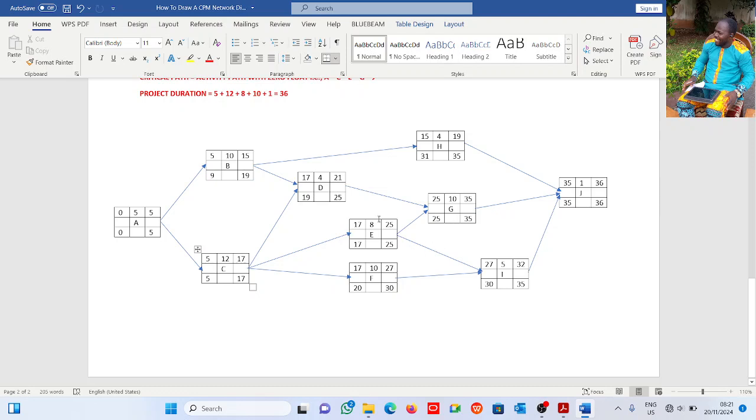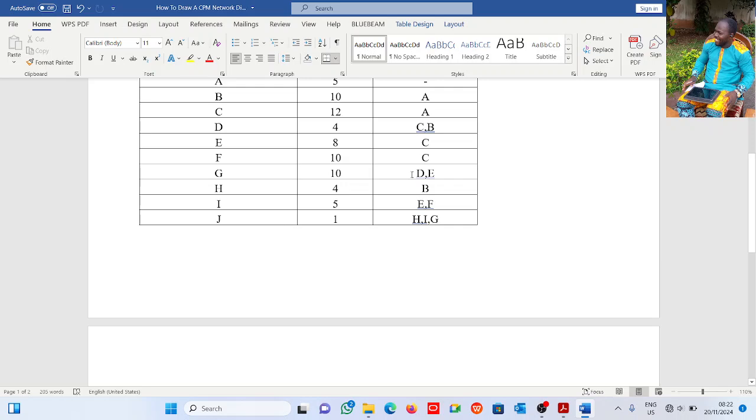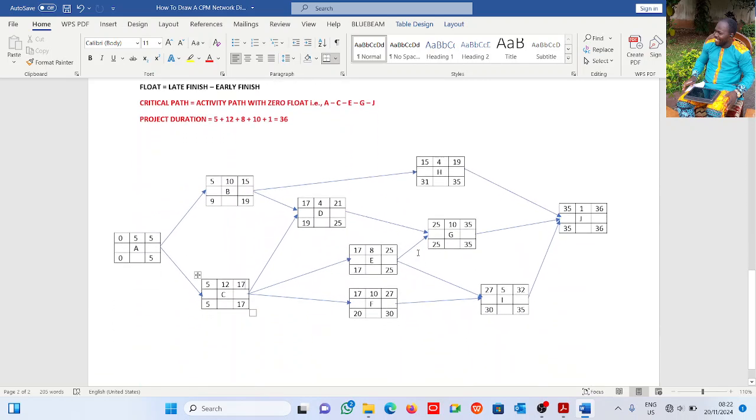Activity G has both D and E as predecessors. The question is, what is going to be the early start of activity G? Remember, we'll take the higher one. The early finish here is 21, and here it is 25. So I'll take the higher, because I need to execute the one with the higher duration before activity G can start. So this is 25. That's why I have 25 here. So 25 plus 10 is 35.